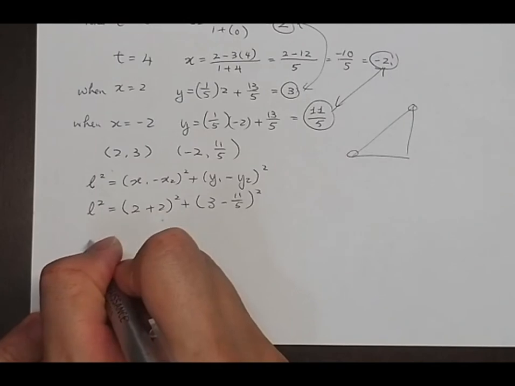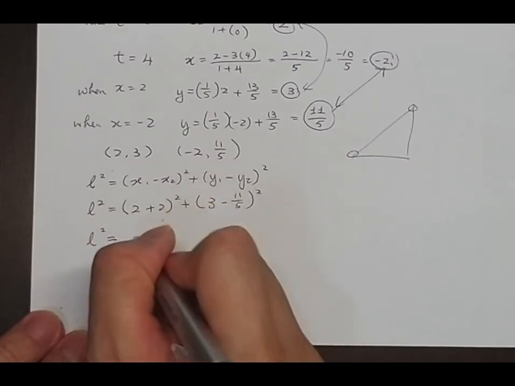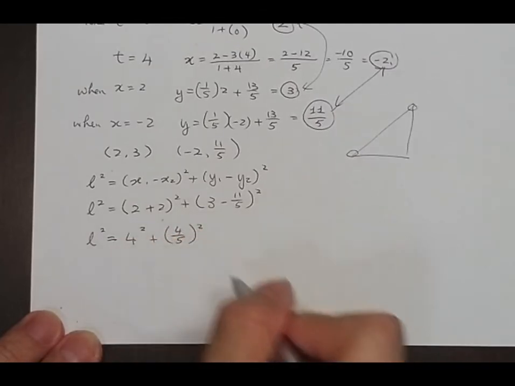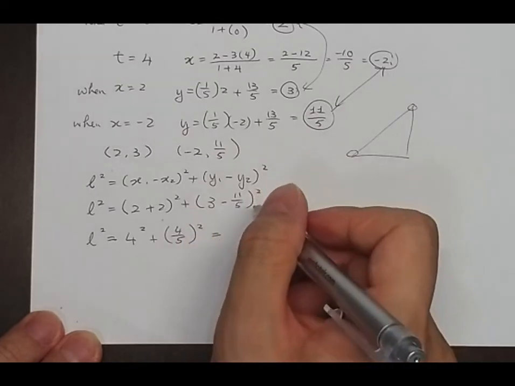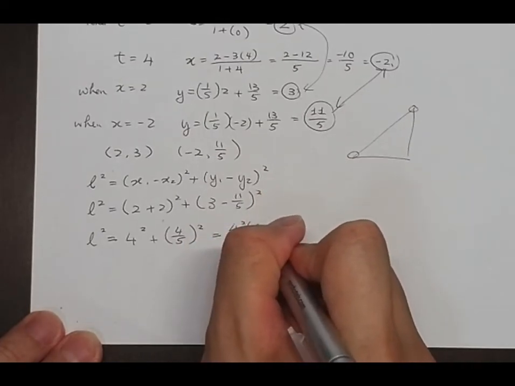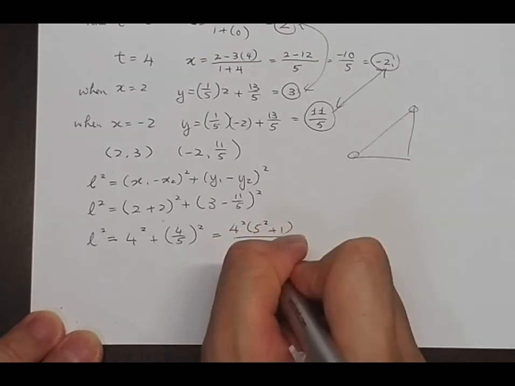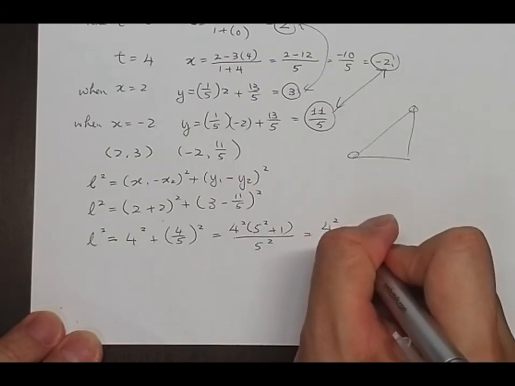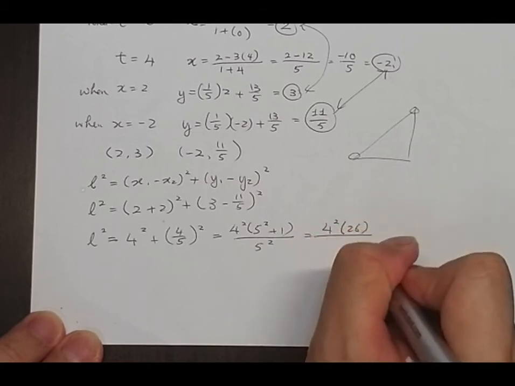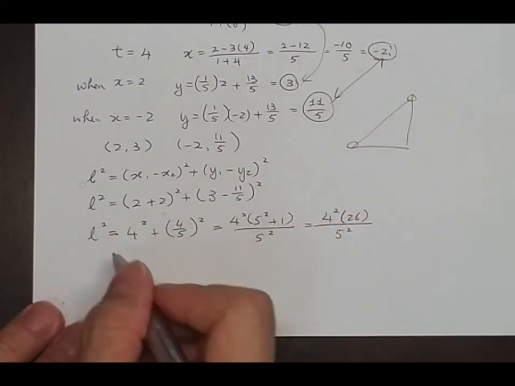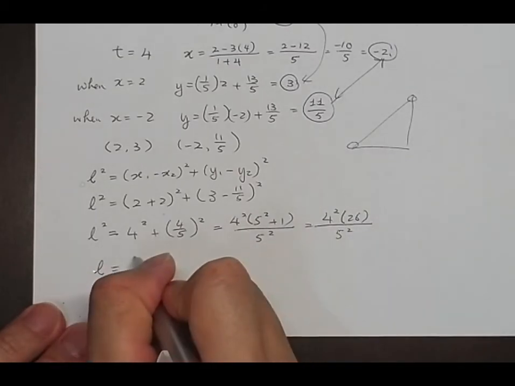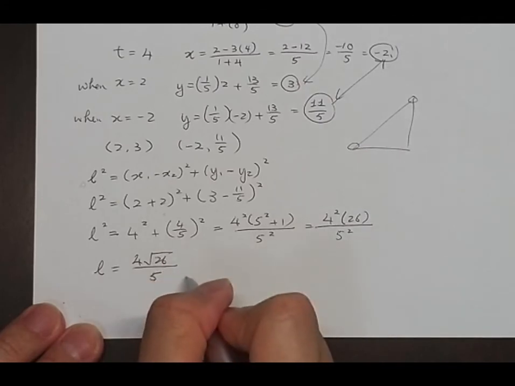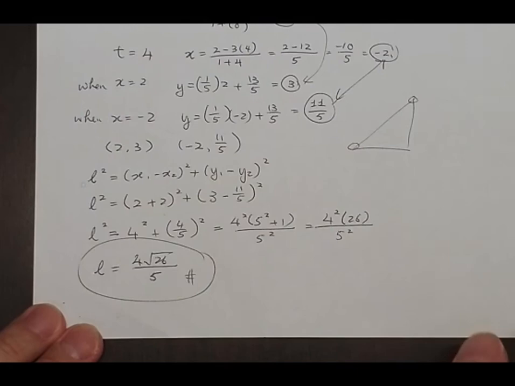So we got L square is equal to 4 to the square plus 4 over 5 to the square. So it's equal to 4 to the square multiplied by 5 to the square plus 1 over 5 to the square. And is equal to 4 to the square times 26 over 5 to the square. And if we take square root of this, we got L is equal to 4 times square root 26 over 5. And this is the length of the line segment.